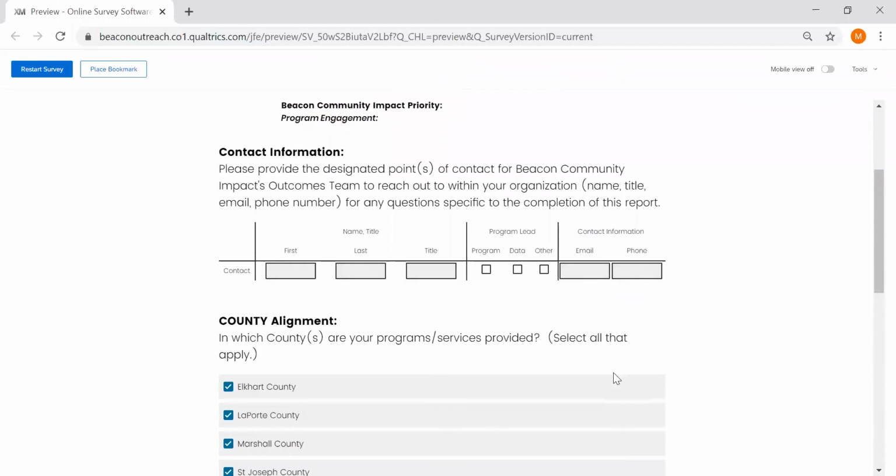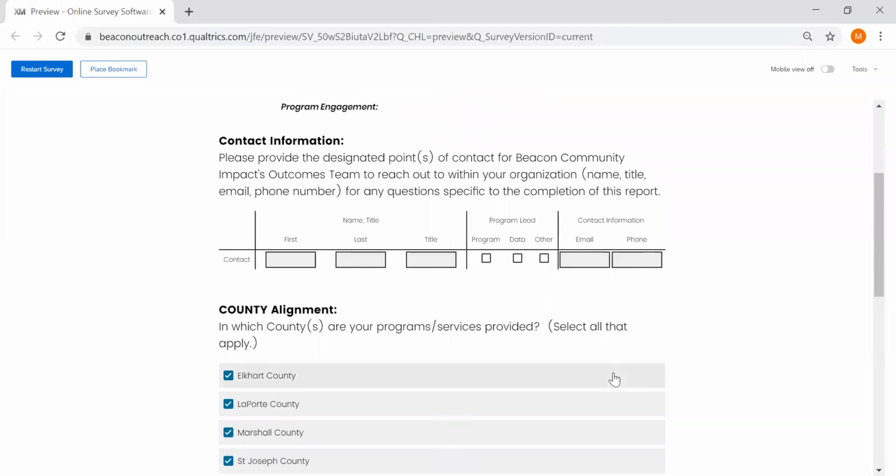So let's get into some program information. For contact information, please provide details for the individual Beacon Community Impact should reach out to in case there are questions regarding the information submitted on the survey.